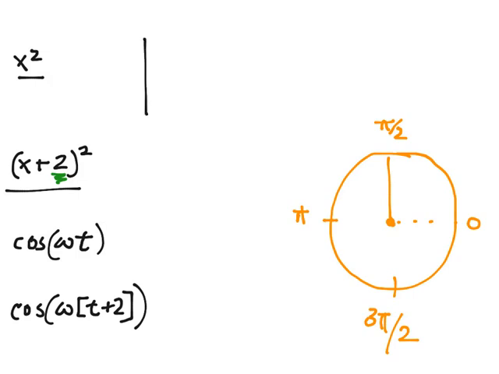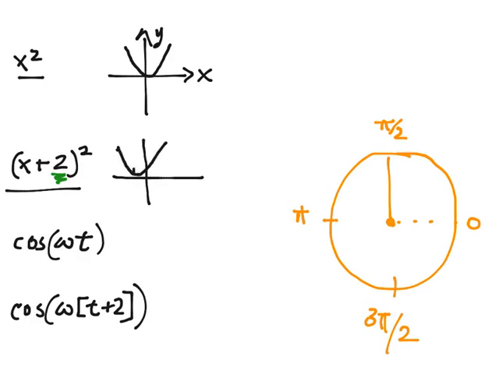So x squared will look like this. Hopefully you should all know and love that by now. So that's x and y. And then x plus 2 is going to look like the same exact graph, but shifted 2 over to the left.